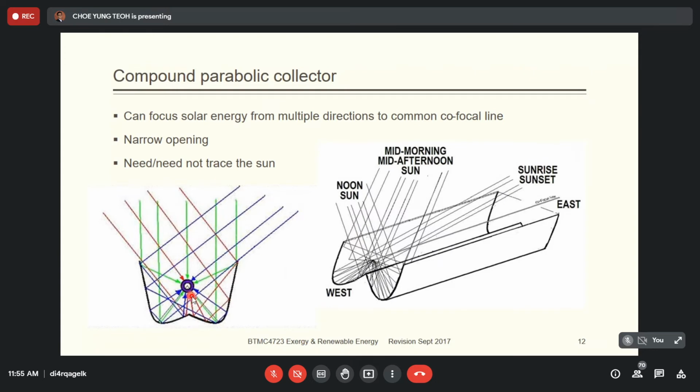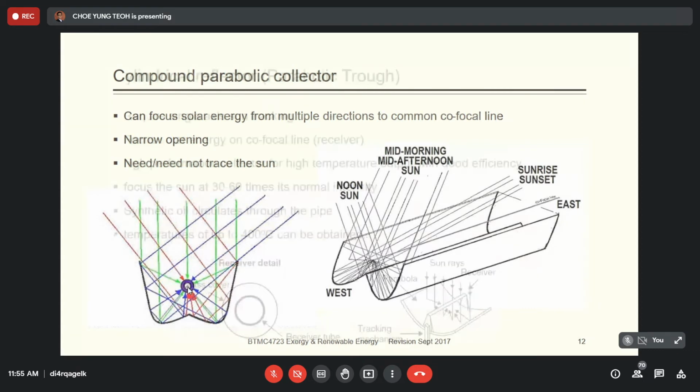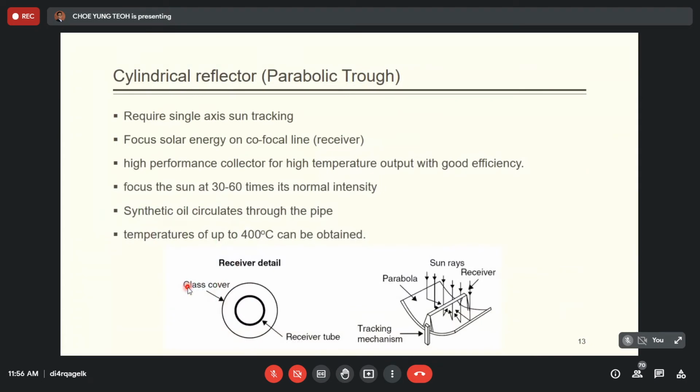And this is not very widely used because the efficiency is not too good. It's quite difficult to focus all the sunlight into a single point. We can optimize it, but not very effectively. Okay, and we look at the second type.